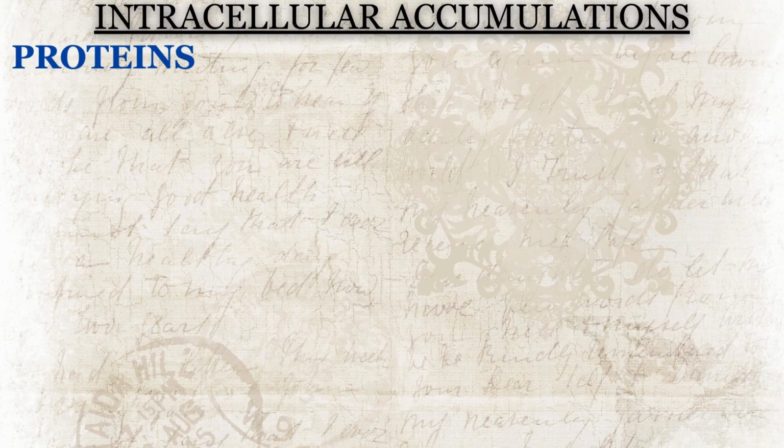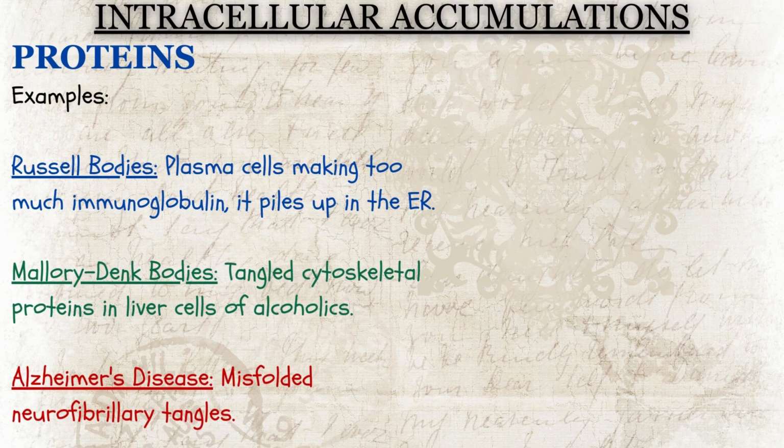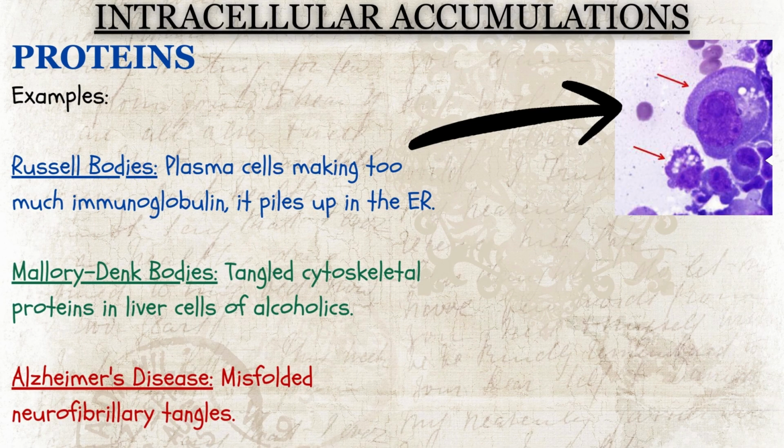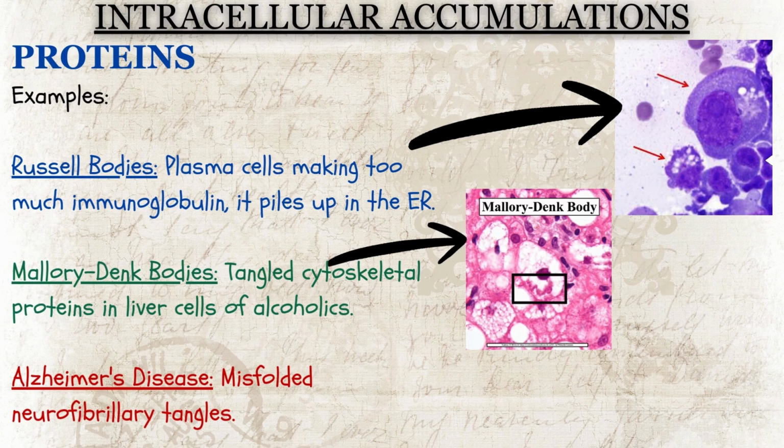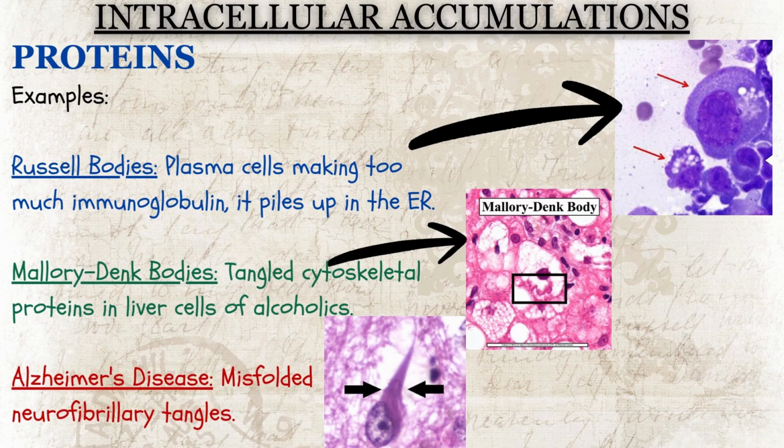Proteins. A few examples are Russell bodies: plasma cells making too much immunoglobulin, it piles up in the endoplasmic reticulum. Mallory-Denk bodies: tangled cytoskeletal proteins in liver cells of alcoholics. Alzheimer's disease: misfolded neurofibrillary tangles.